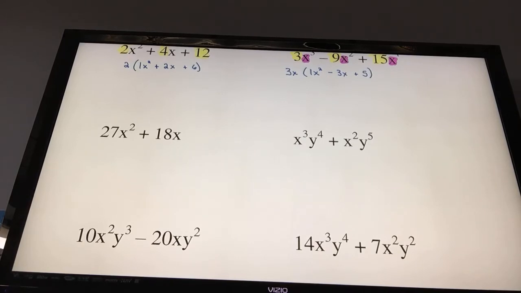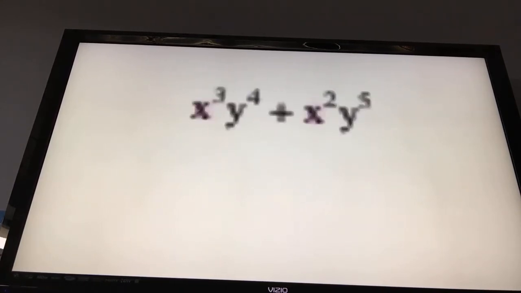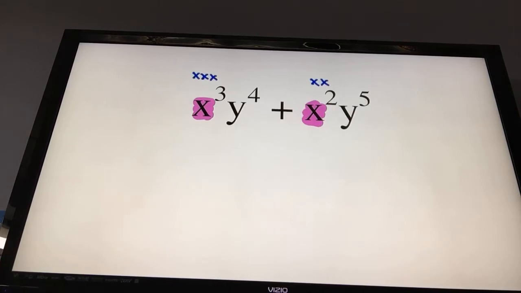Let's go right to this one below. Okay, they both have x's. One is an x to the third, one is an x to the second. So what's common? X to the second, because they both have at least 2 of them. So x to the second is common.